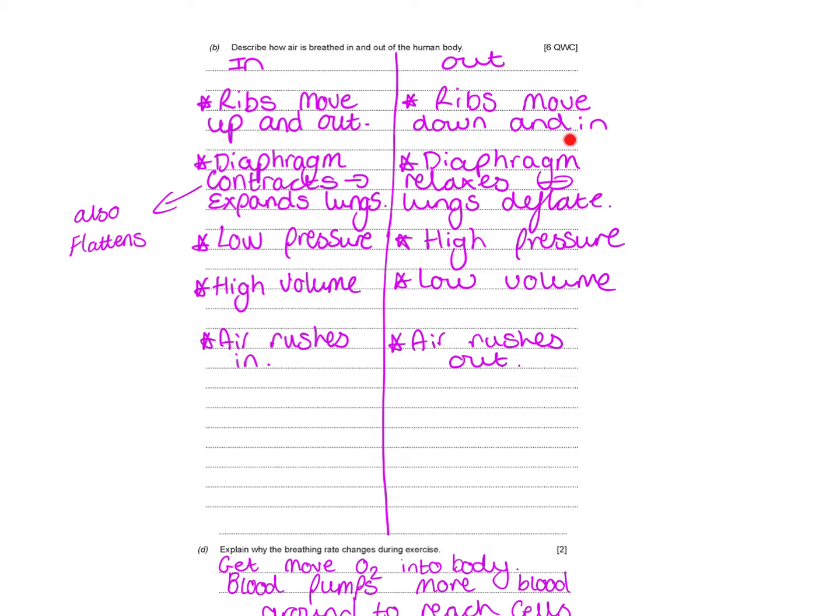Ribs move down and out. Then the diaphragm relaxes. The lungs deflate. High pressure, low volume. That's to do with the air being able to be forced out.